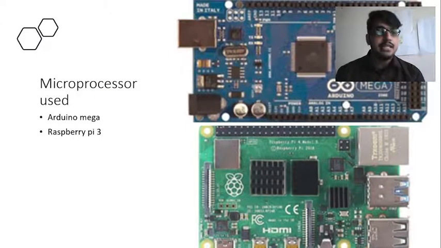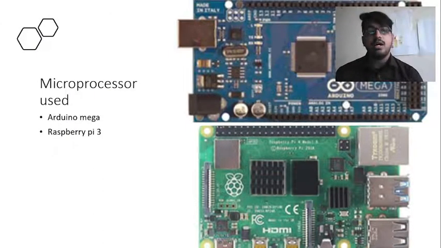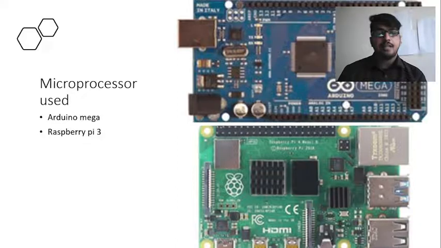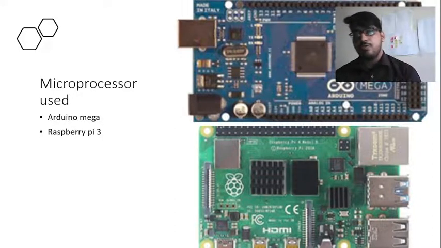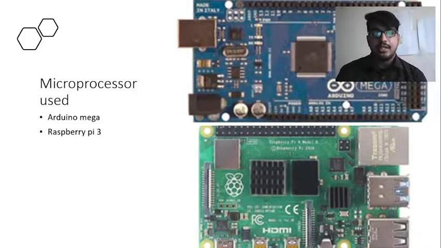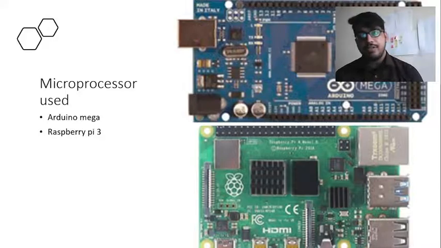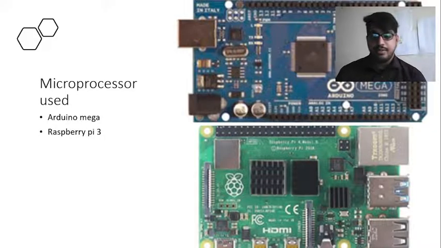So let's take a step back and see what microprocessors are going to be used in this project. First, I'll be using Arduino Mega and then Raspberry Pi 3. Why Arduino Mega? Because this project is being continued from my senior, so I need to use Arduino Mega as the forefront and create my own improvement.